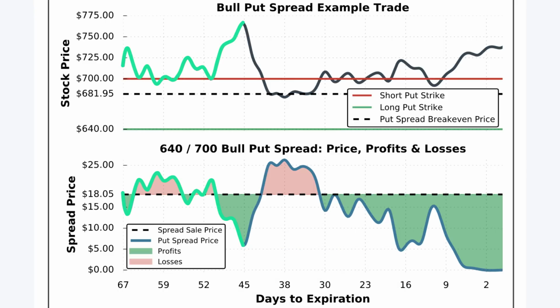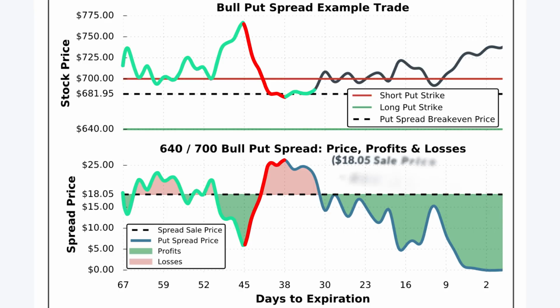The stock price quickly reversed directions and fell from $775 to nearly $682, which meant the put spread was in the money. With a significant stock price decrease, the spread's value went from $6 at 45 days to expiration to $25 at 38 days to expiration. With an initial sale price of $18.05, the spread's value at $25 represents a loss of $695 per spread.